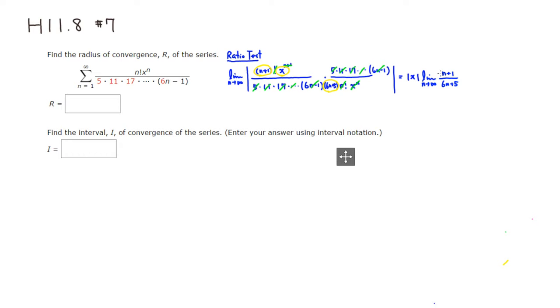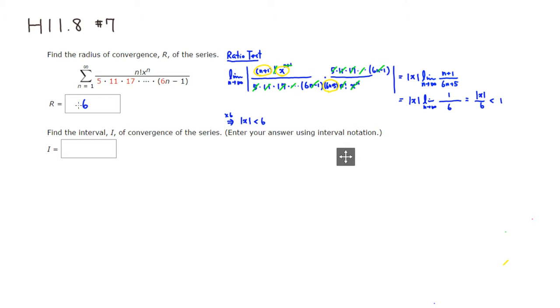Then we don't really need the absolute value sign here. I'm going to use L'Hopital's rule: absolute value of x, and n approaches infinity. The derivative of n plus 1 is 1, and the derivative of 6n plus 5 is 6. So this is just absolute value of x over 6, and we want this to be less than 1. To find the radius of convergence, I multiply by 6, so absolute value of x is less than 6. So the radius of convergence is 6.